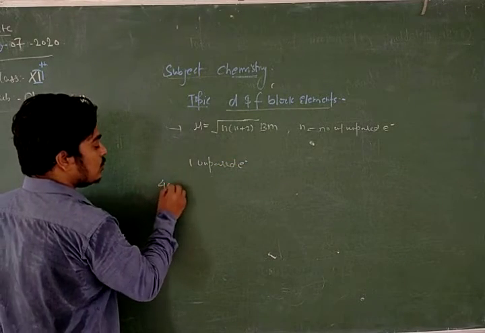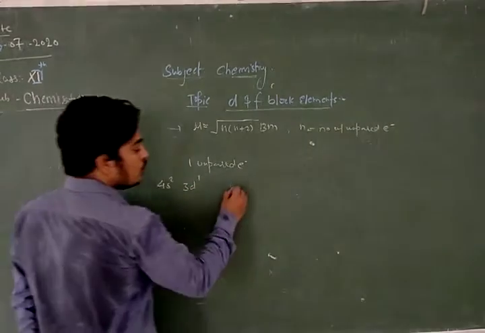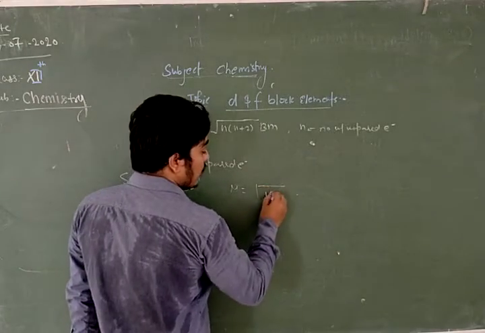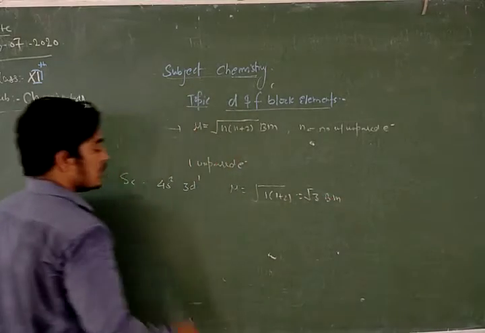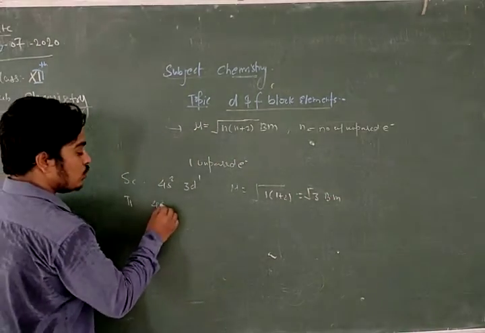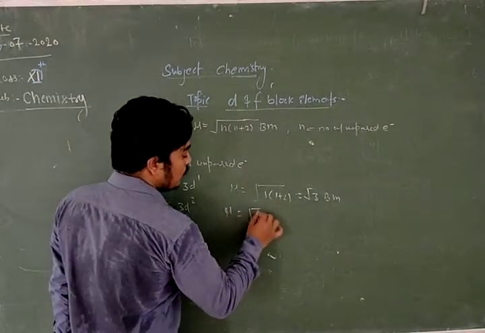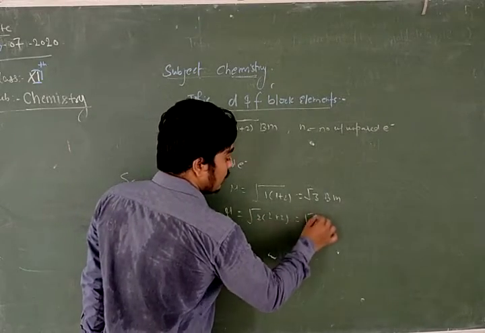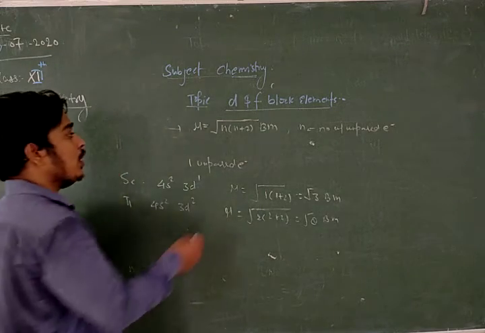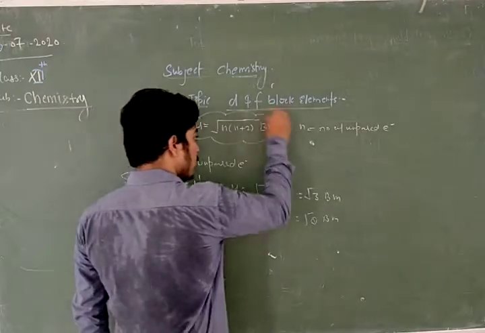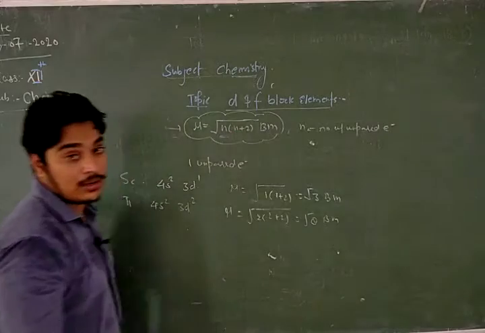Suppose scandium, 4s2 3d1 system, contains 1 unpaired electron, so mu will be under root 1 times 1 plus 2, means under root 3 Bohr magneton. Suppose there is titanium, 4s2 3d2, it contains 2 unpaired electrons, so mu will be under root 2 times 2 plus 2, under root 8 Bohr magneton. So this is the criteria for how you calculate the magnetic moment value, by observing the number of unpaired electrons n.